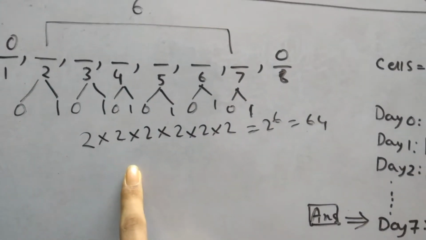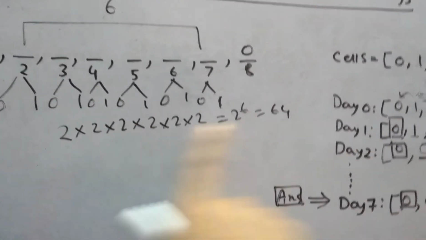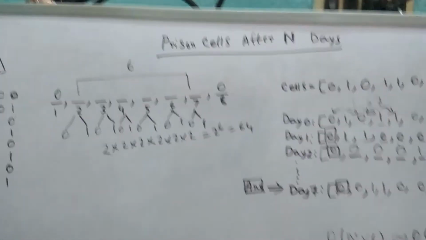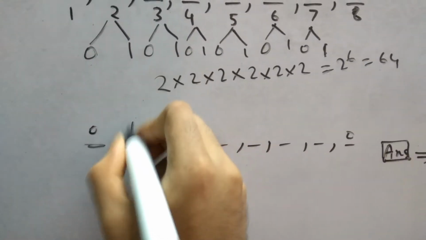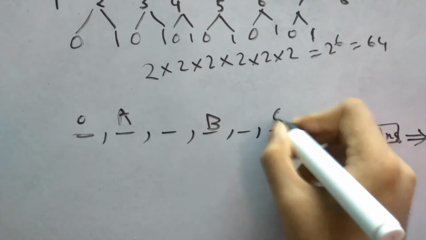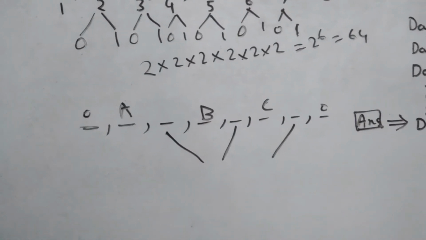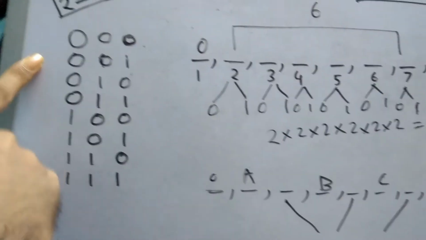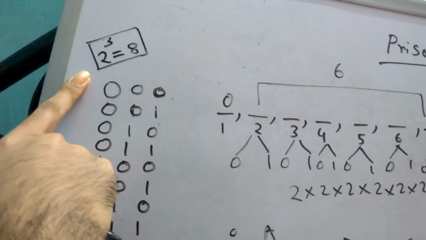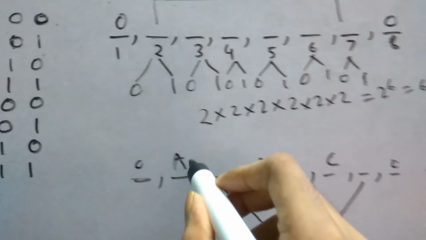Now we can observe another thing: even though we are getting this value as 64, the actual number of combinations will be much less than 64. Why is that? Let me explain. Again, I will draw 8 vacant spaces, 1 2 3 4 5 6 7 8. Here they will be 0 and 0, and at alternate places we have fixed values, and at these three locations we have to place our values. If we draw a truth table of zeros and ones where n is 3, there can be only 8 possibilities for filling out these three locations.